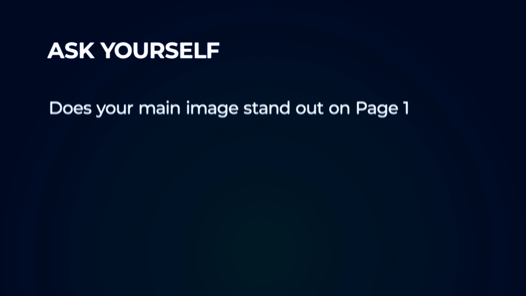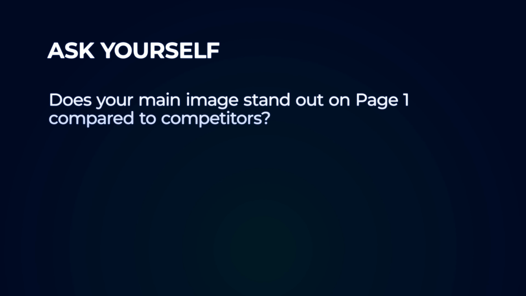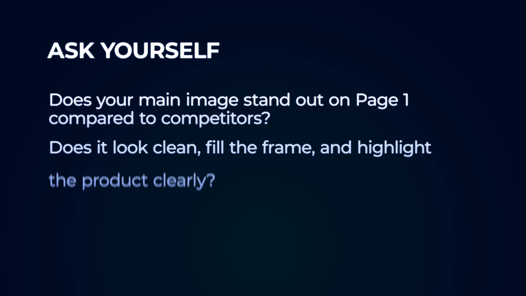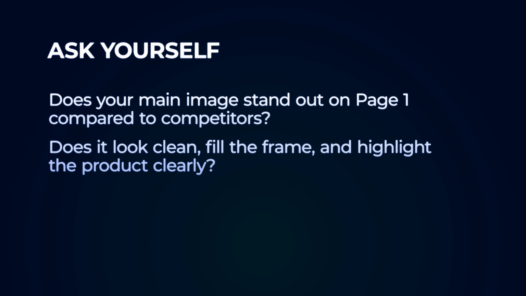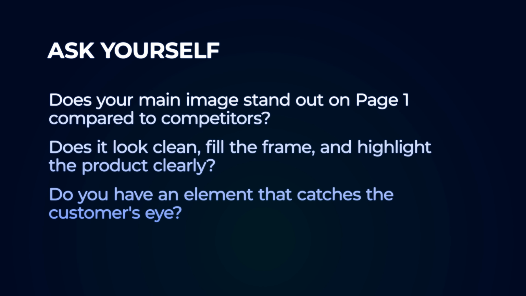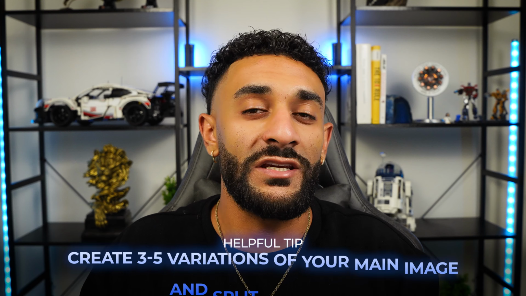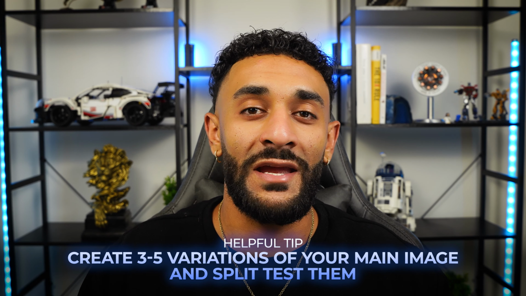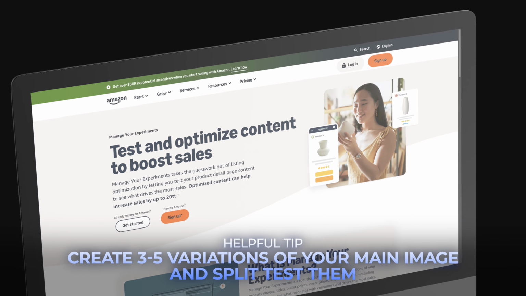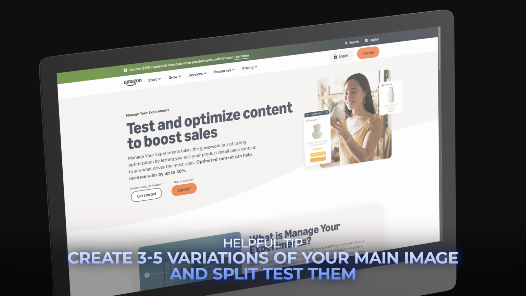Ask yourself, does it stand out on page 1 compared to your competition? Does it look clean, fill the frame, and highlight the product clearly? Do you have an element of your main image that catches the customer's eye? And would you click on it if you were the shopper? I recommend creating 3 to 5 variations of your main image and split testing it using Amazon's Manage Your Experiments.